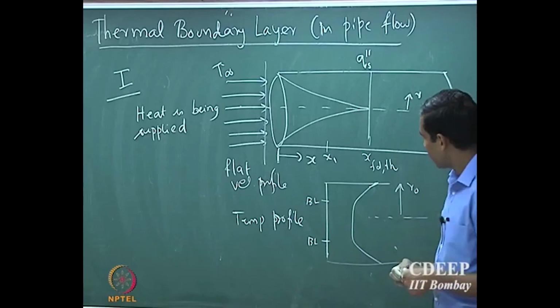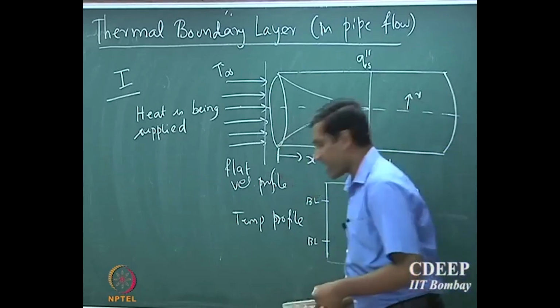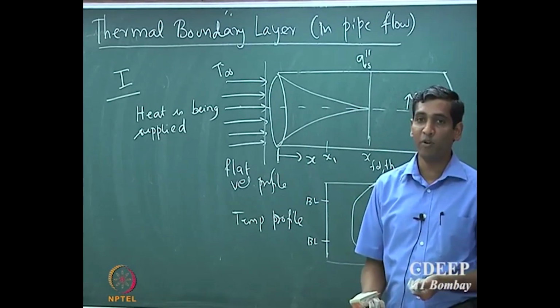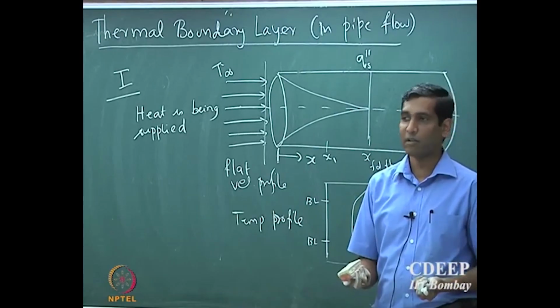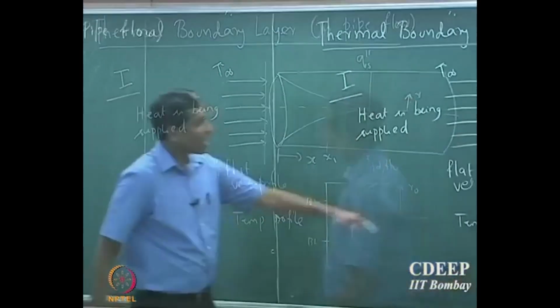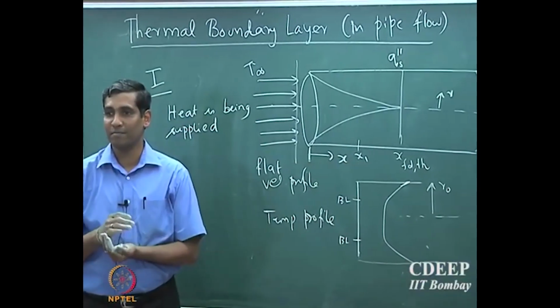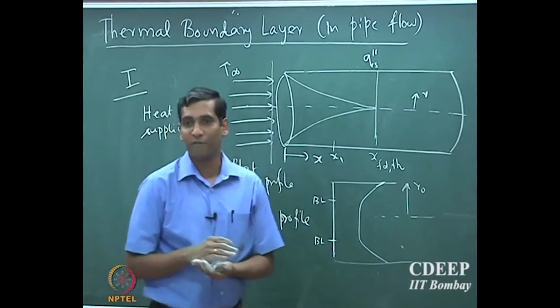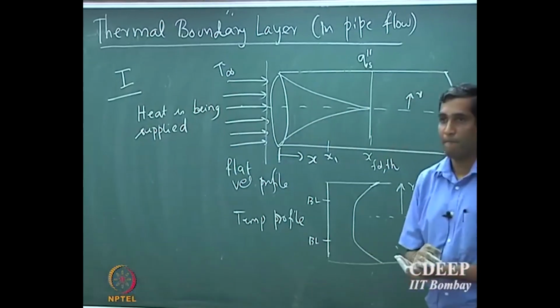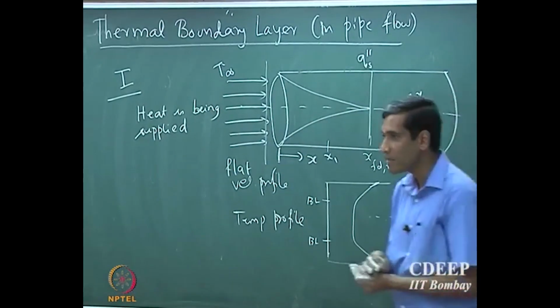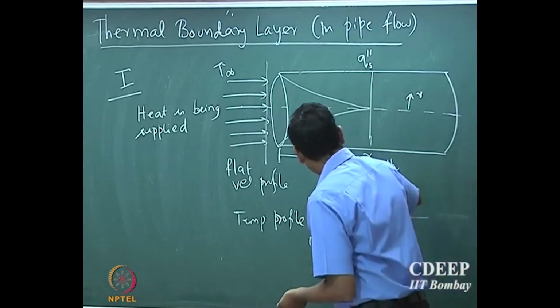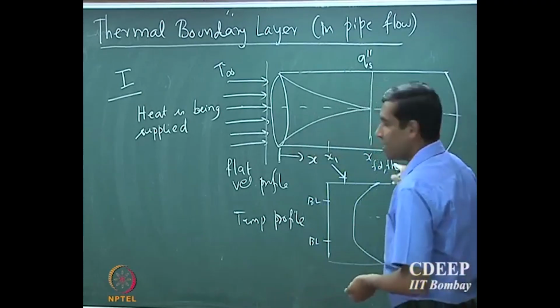Okay. Now supposing I take a second case where I maintain the boundary at a constant temperature, I can always do that, right? So what happens in the fully developed regime? What will be the temperature profile? So this is at x1. What about the fully developed regime?